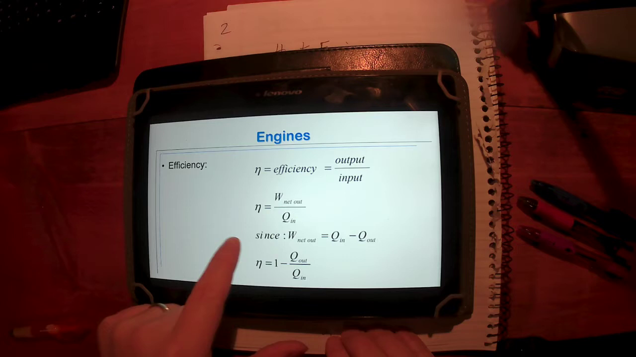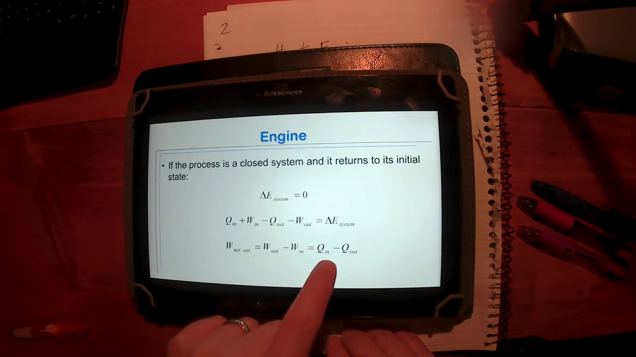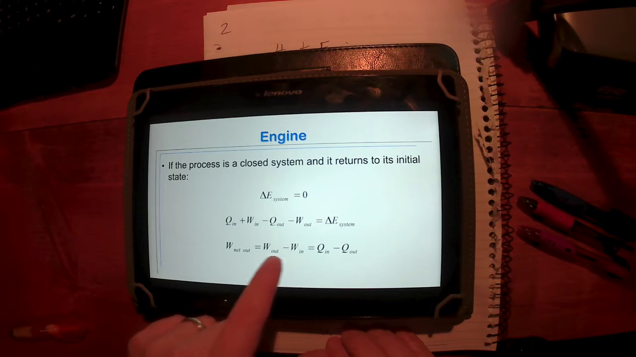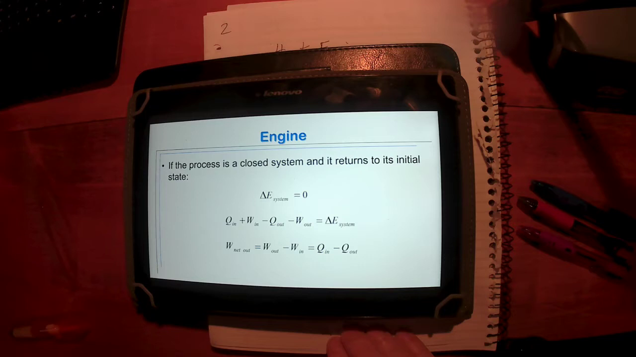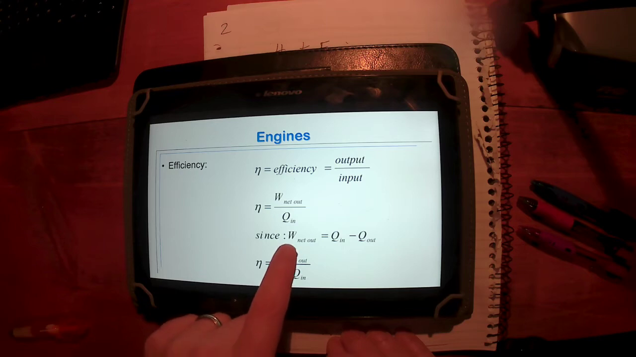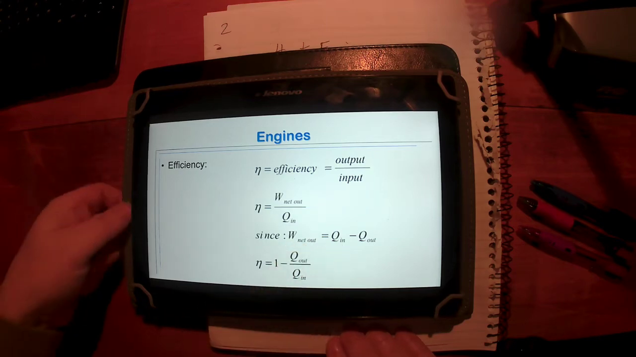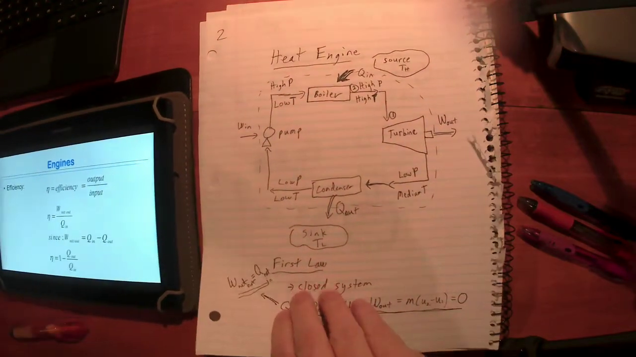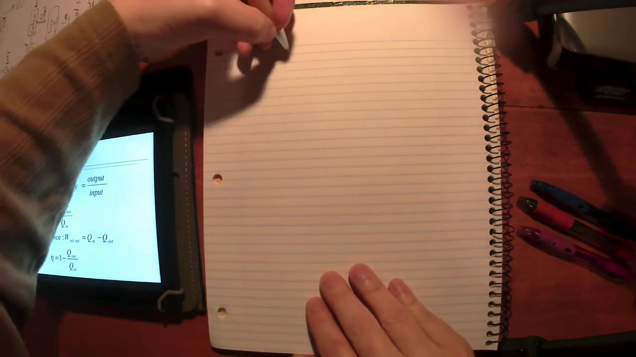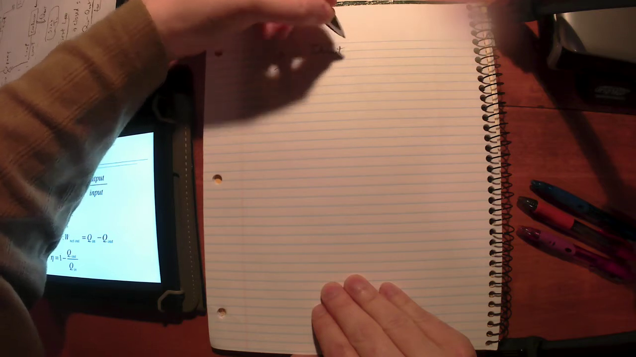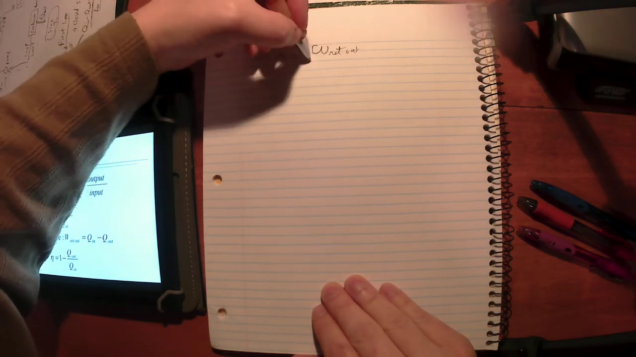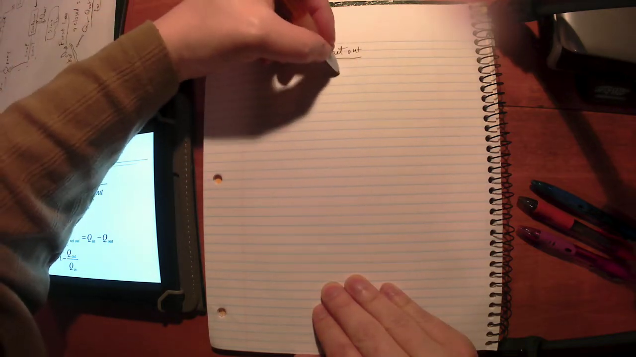Now, notice from the previous slide we said this net work out, which is the difference between the work out and the work in, is equal to heat in minus heat out. So if I plug that in here, the efficiency is going to be what we want, the work we get out of this thing, divided by the heat we have to put into it.